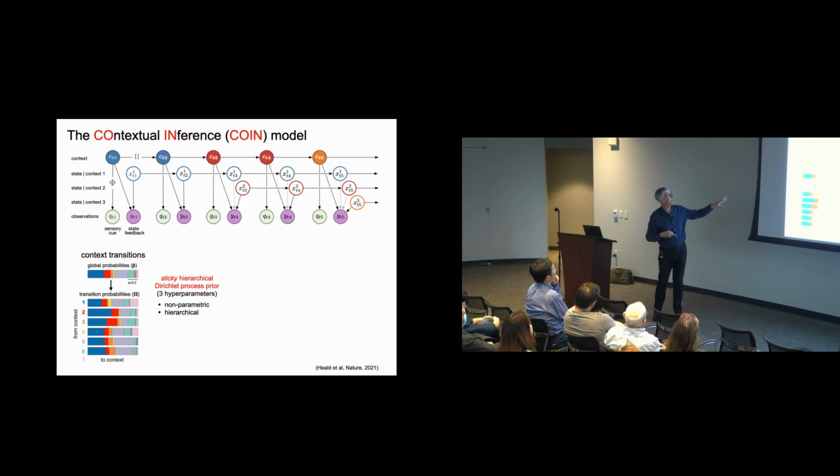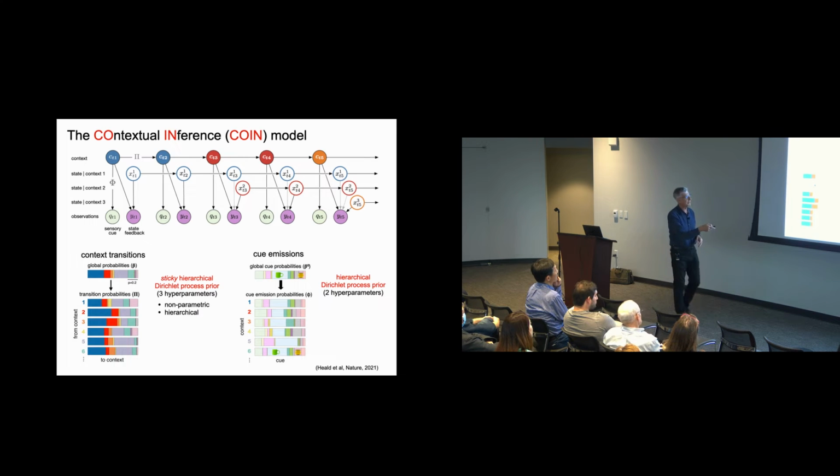We also put a very similar prior on the Q emissions, that effectively there are global probabilities, maybe cups are very common and sugar bowls aren't, and then the Q emission probabilities say if I'm in a particular context, how likely am I to see a cup versus a sugar bowl, for example. And that's again a hierarchical Dirichlet process with two parameters.